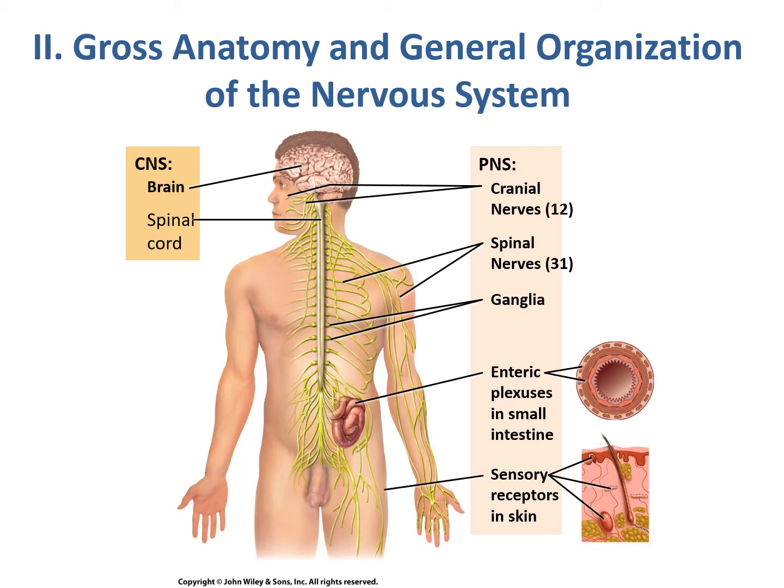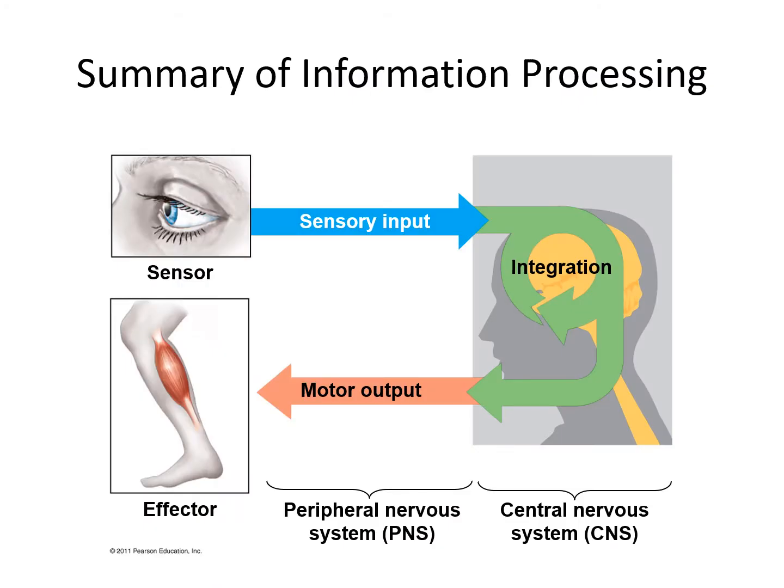The digestive system can regulate itself using this network of nerves and ganglia. Like any system, the nervous system receives inputs and it generates outputs. The information is integrated within the central nervous system.